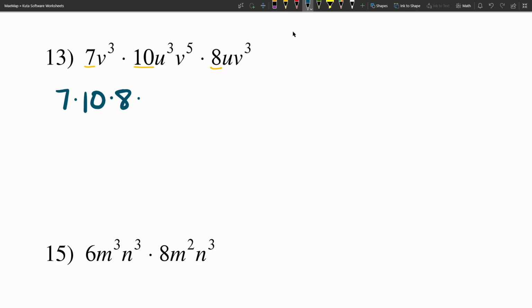Now I want to find terms of a similar base. So I'm going to look for all my terms with a base of v. So I have a v cubed. Then I have a v to the fifth. Then I have a v cubed again, or a v to the third. So now I have all of these bases grouped together visually in the same area.